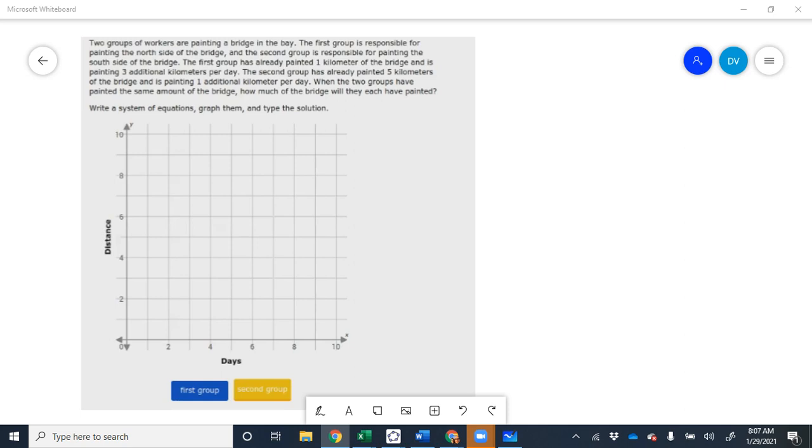This word problem is one that we're going to have to solve by making a graph or two graphs, graphing two different equations. But we also have to write our equations, and it says that in the directions. So let me read the entire problem.